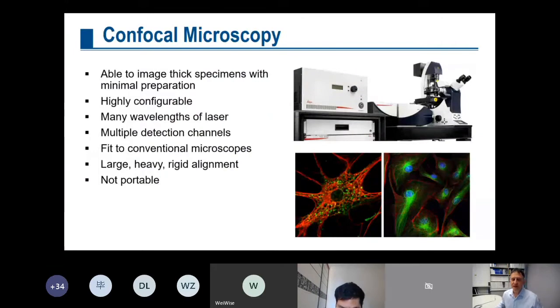A recent development in microscopy is confocal microscopy. With confocal microscopy, you can image thick specimens with minimal preparation.